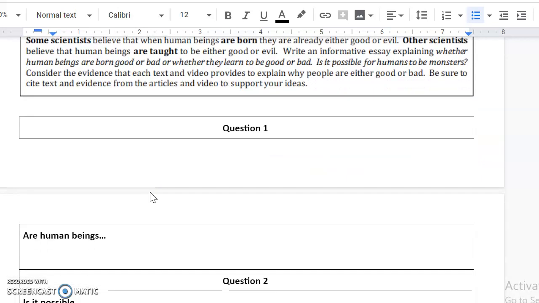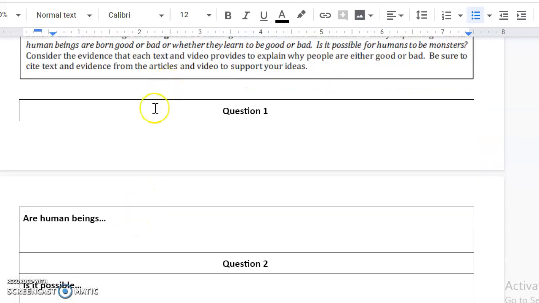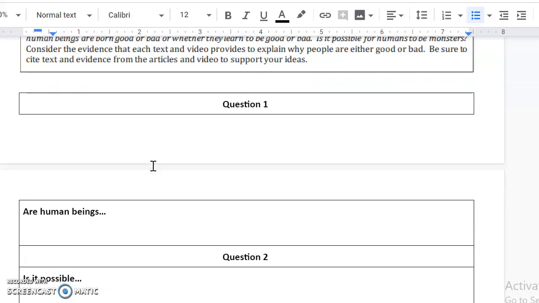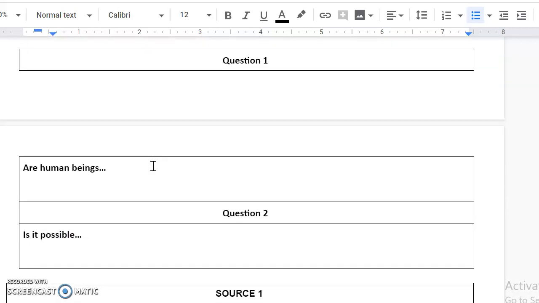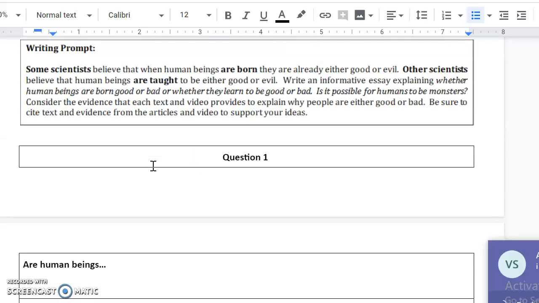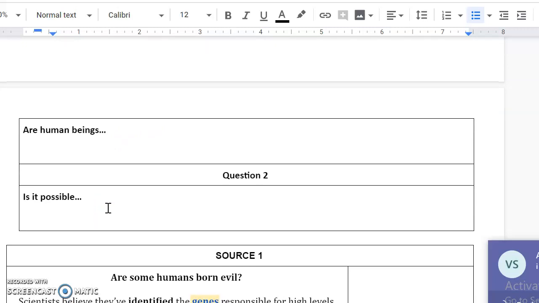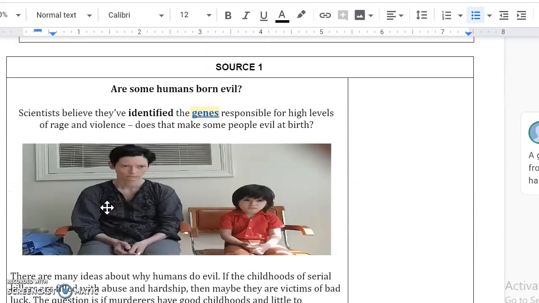So all I'm asking you to do here is put down the two questions that the prompt is asking you to respond to. We do this because it helps us focus while we read these articles and watch the videos. What question are we supposed to be answering? It's these ones. Are human beings born good or bad, or do they learn to be good or bad? And is it possible for humans to be monsters? So this is what we're putting here.